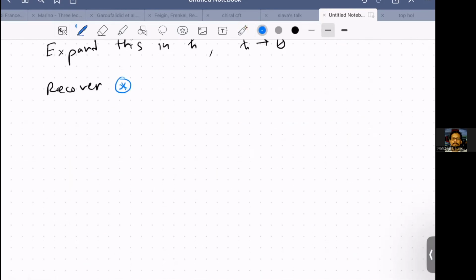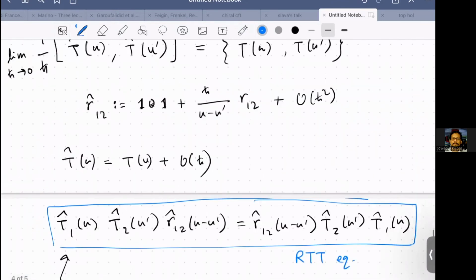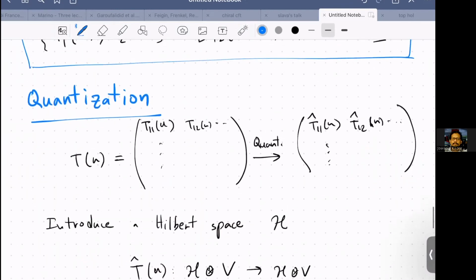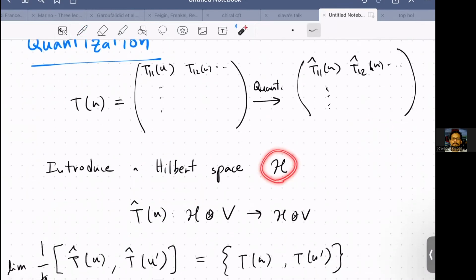Okay, so now let's focus on, yes? So I have two questions. Can you explain what is the dimension of the Hilbert space that T is acting on? Because this part is still unclear to me. The T is acting on H cross V.